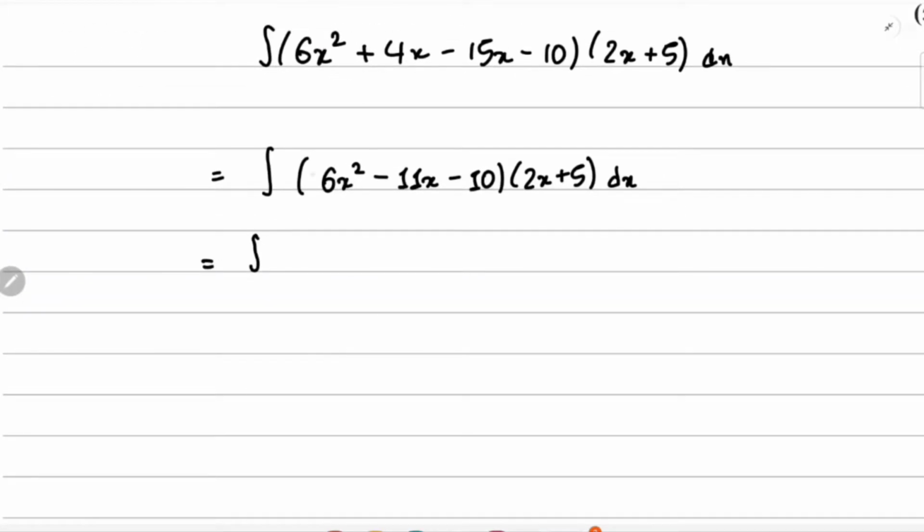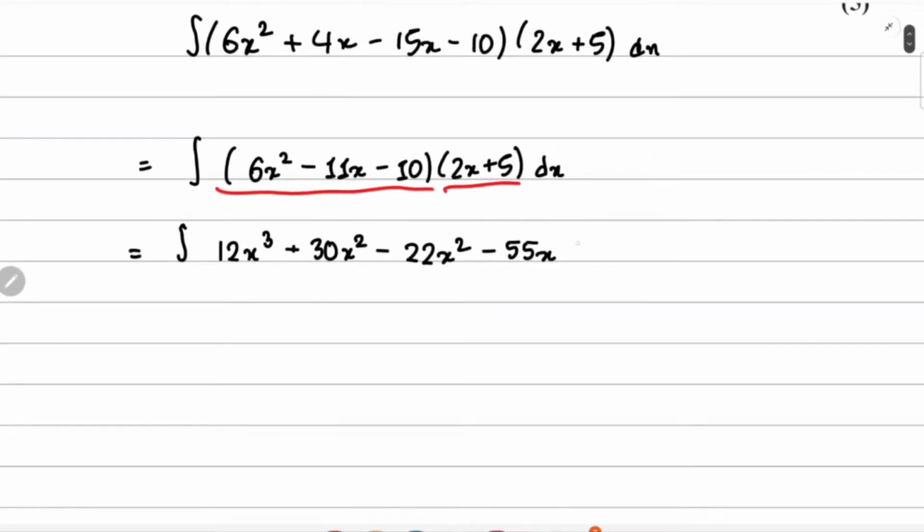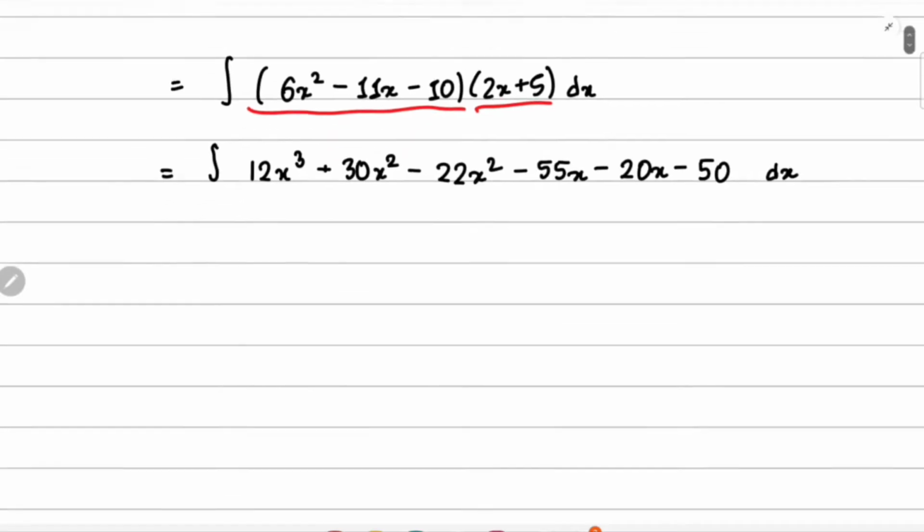Now we multiply this with this, so we'll have 6x squared into 2x, so 12x cubed. Then you'll have 6x squared times plus 5, so plus 30x squared. Then minus 11x into 2x, so minus 22x squared. Then minus 11x into 5, so minus 55x. Then minus 10 into 2x, minus 20x, and finally minus 10 into 5, minus 50 dx.